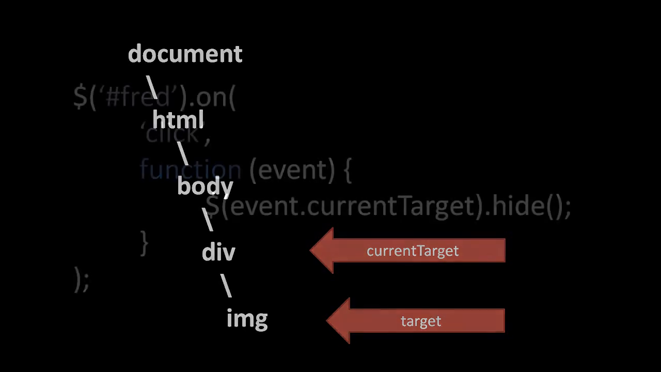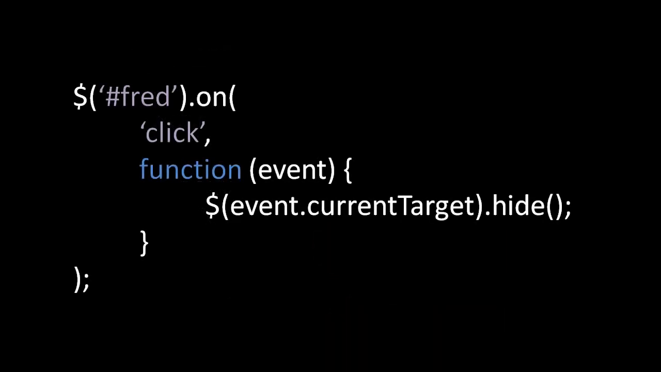So looking at this in practice, again we're attaching a click handler to the element with ID Fred, and in the handler we're using event.currentTarget, which will refer to the element with ID Fred itself. So we're taking that element, wrapping it in a jQuery object, and invoking the hide method, effectively hiding that element. So what this code effectively means is if the user clicks on Fred itself or on anything contained within Fred, that event will bubble up to Fred, invoke this handler, and hide the Fred element itself.